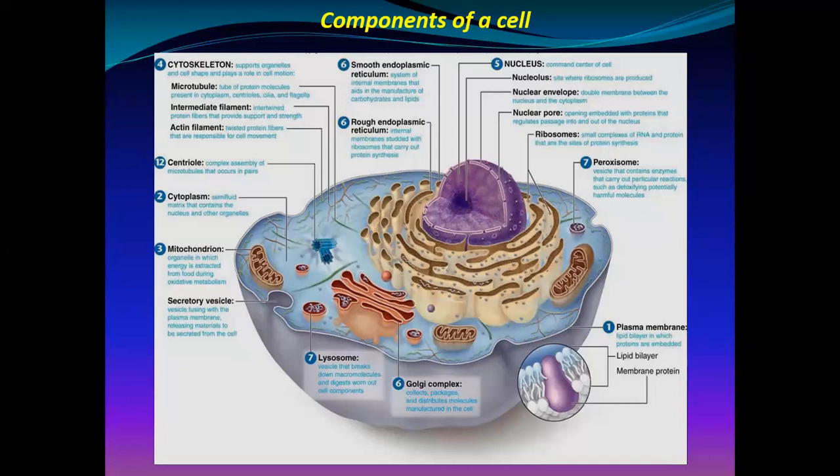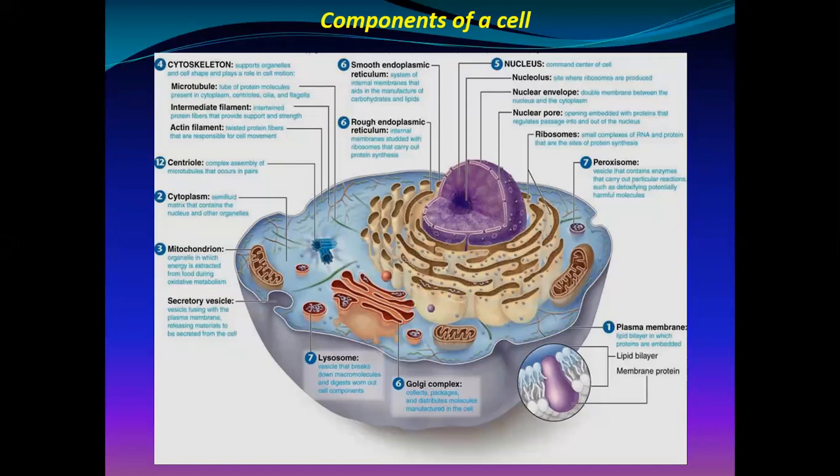That is what is happening in the system of internal membranes: manufacturing of carbohydrates and lipids, and then tagging of proteins taking place in the Golgi apparatus, right? Golgi complex, we call it. And then something called peroxisome we have. The Golgi complex collects the packages and then distributes molecules manufactured in the cell. And then we have peroxisome, that is different from mitochondria.